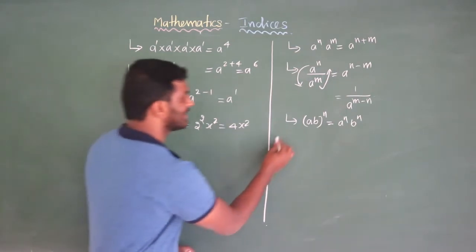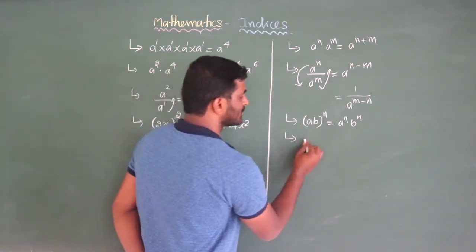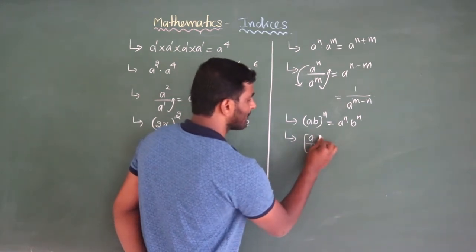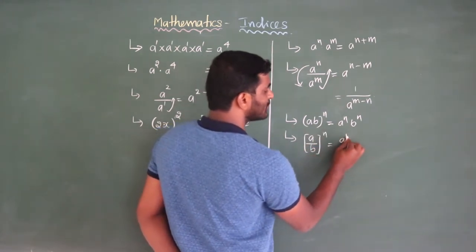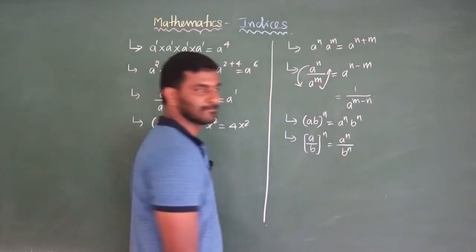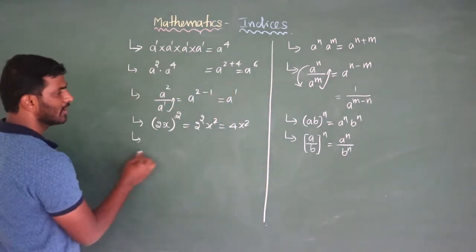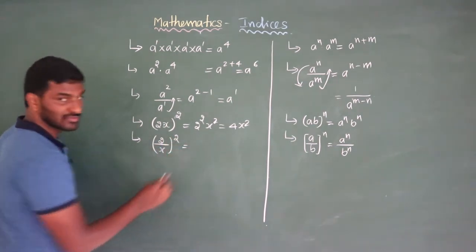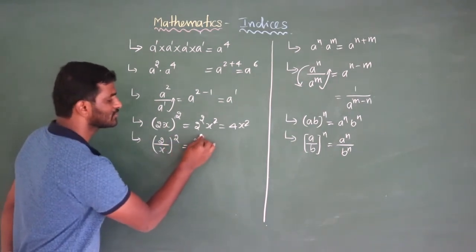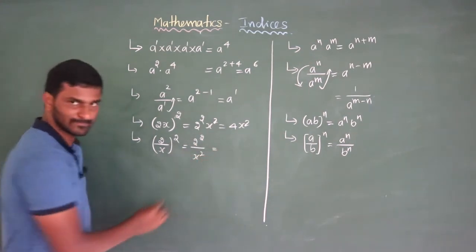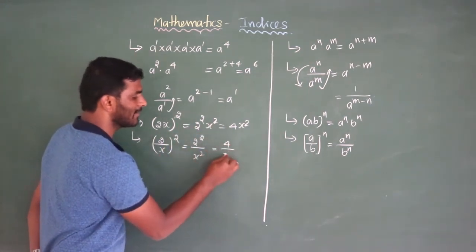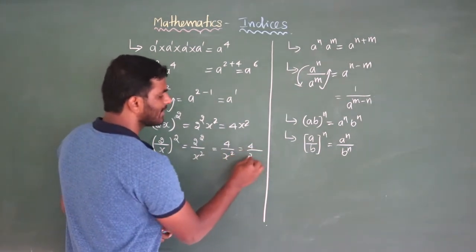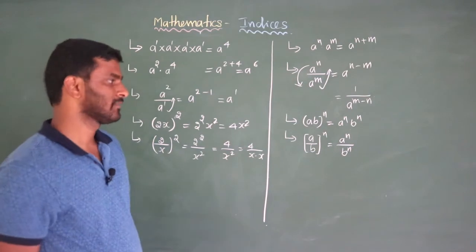And then the next formula: a by b to the power of n, which we can also write as a to the power of n divided by b to the power of n. So here, 2 by x to the power of 2 we can also write as 2 square divided by x square, which is 4 divided by x square. We can also write x square as x into x.